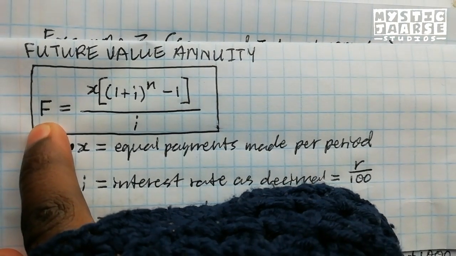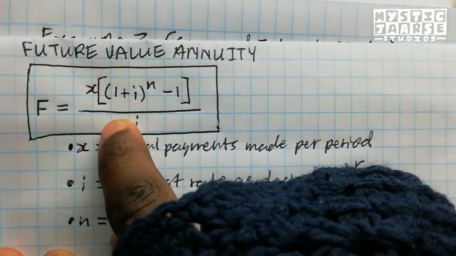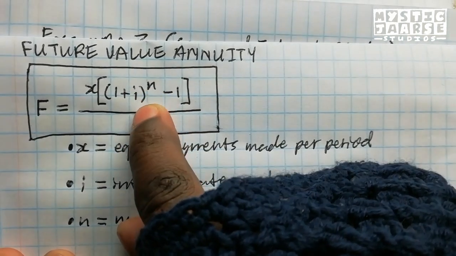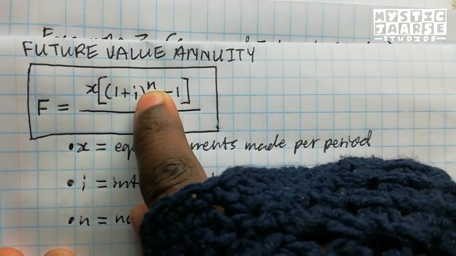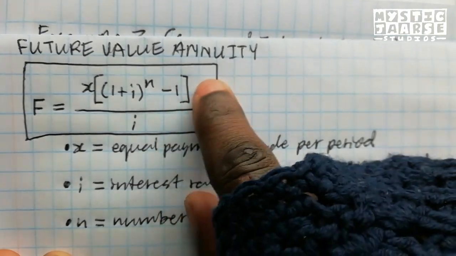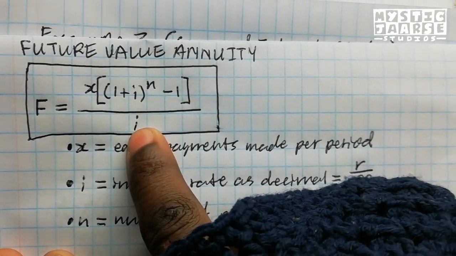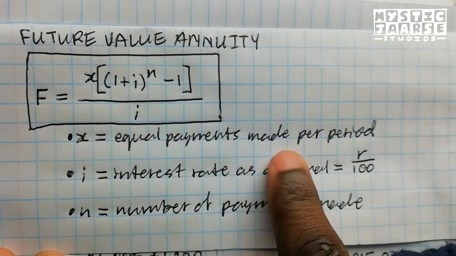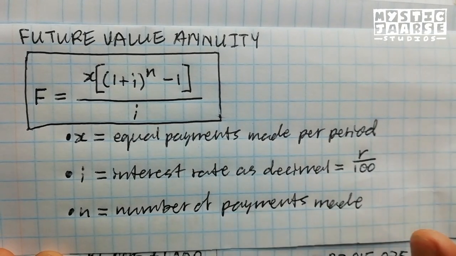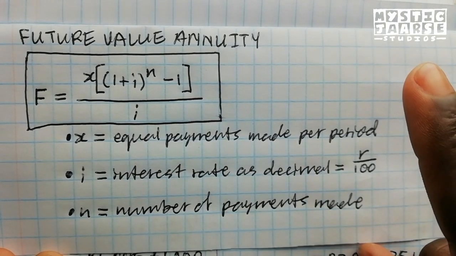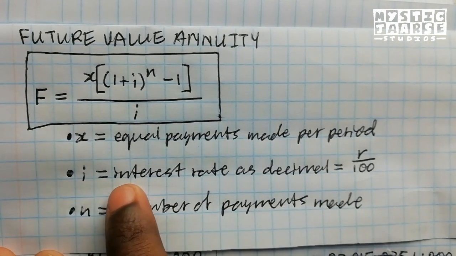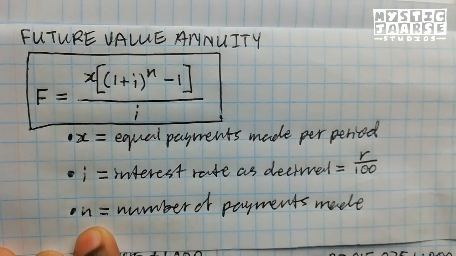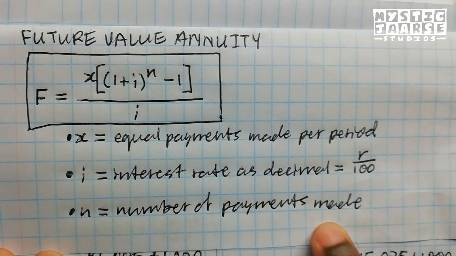The future amount is equal to x into (1 plus interest rate as a decimal) to the power of n, minus 1, all divided by interest rate as a decimal. Now n here is different. X represents equal payments made per period. So in our example, we had 1000 rands as x. I represents the interest rate as a decimal like we usually do, and n here represents number of payments made.